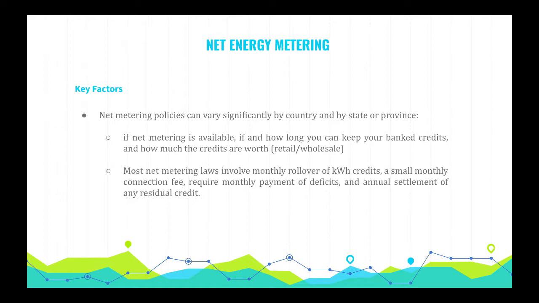Alright, so also just one last key point. Most net metering laws involve monthly rollovers of kilowatt hour credits. We spoke about that. But there is also a small connection fee, and they usually require monthly payments of deficits and annual settlements of any residual credits, right? So if my solar panel doesn't generate as much electricity as I thought it would, I still have to purchase that power from the utility, right? So you got to keep that in mind when you're doing net metering.